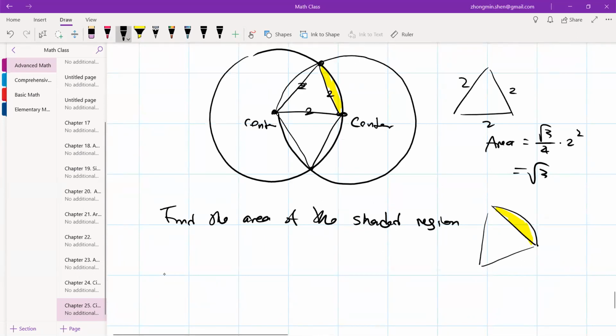So this is an equilateral triangle, and the angles will be pi over 3, pi over 3, pi over 3, okay? And the radius is 2. Got it? That's my hint. The equilateral triangle, the angle is pi over 3. 60 degrees is pi over 3. How do you find the area of this shaded region?